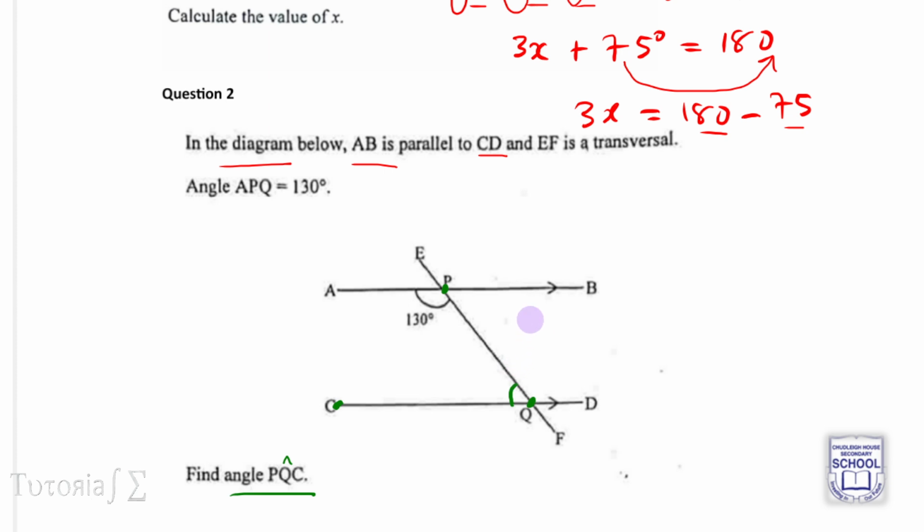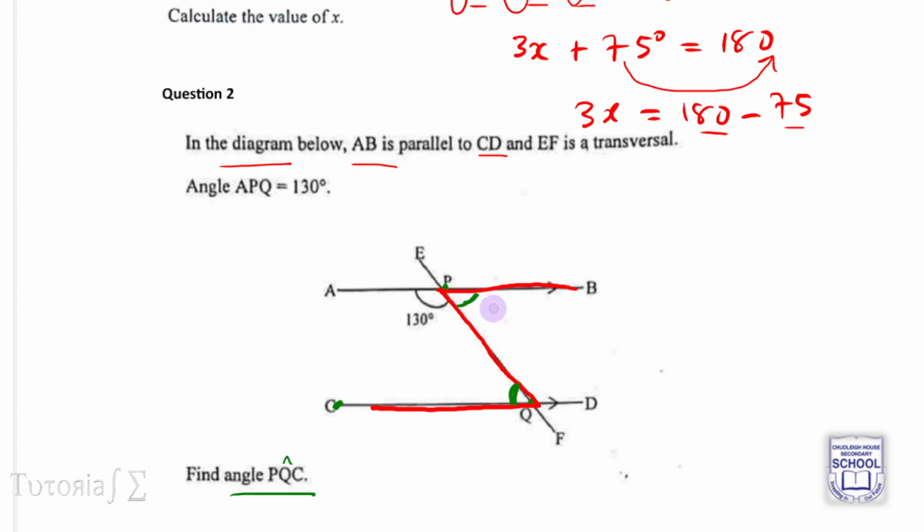Now, what you should know is that whenever you have parallel lines like this and a line cutting like that, there are two things that you should know, okay? The first thing is that wherever you make a Z, like if you make a Z like this, okay? If you make a Z like that, the angle here and the angle there are the same. Okay, that is one thing that you should know.